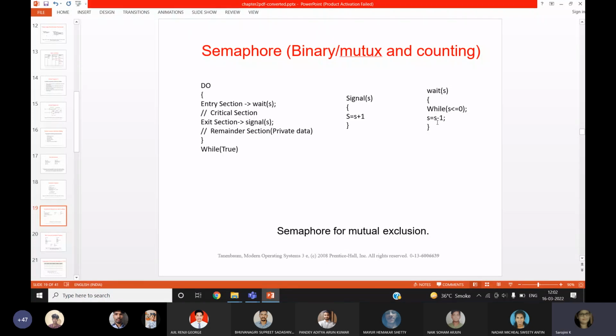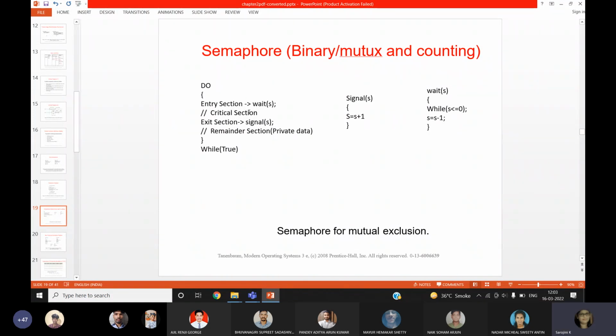What is the value of s? 1. 1 minus 1 equal to 0. Now currently the s value equals 0. Who made the s value equal to 0? P0, process 0. After executing this, the process will proceed because P0 could execute this successfully. By making the s value equal to 0, the process will enter inside the critical section.